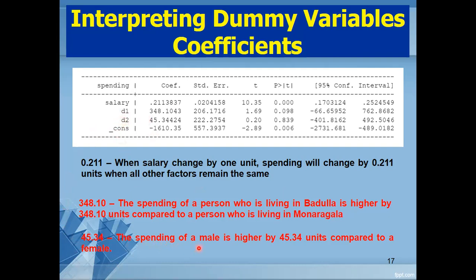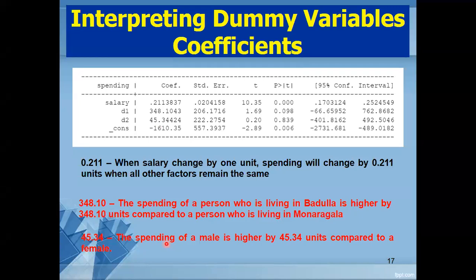The spending of a male is higher by how many units? These are the units: the male's spending is higher by 45.34 units compared to females. So I think it is now very clear how you can estimate the model with a dummy variable, and at the same time, how we can interpret the estimated coefficients of dummy variables.